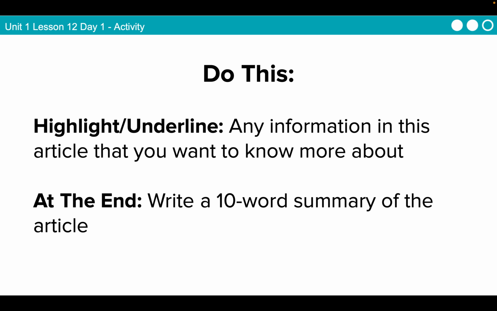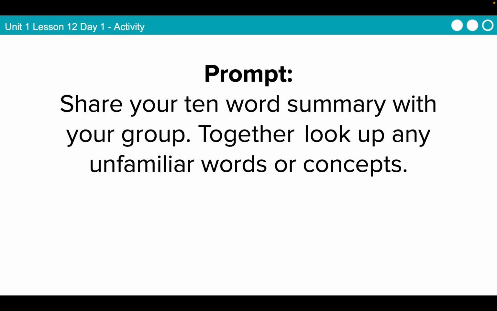So what you're going to do is read through that article, highlight or underline anything you want to investigate further or something you think you might need to come back to. At the end of the article, somewhere where there's some space, or digitally, depending on your teacher's instructions, write about a 10-word essay summary of the article, of what the article's about, what it's saying, and then share that with neighbors.